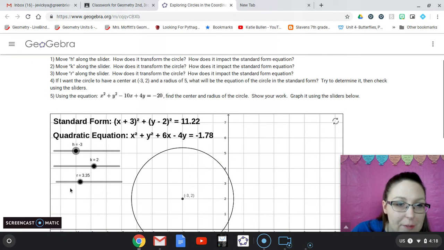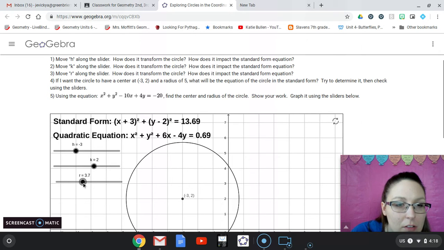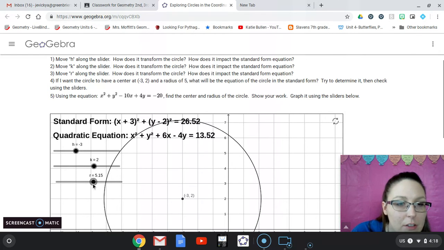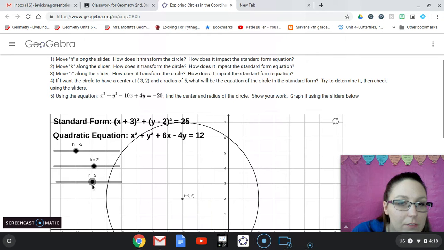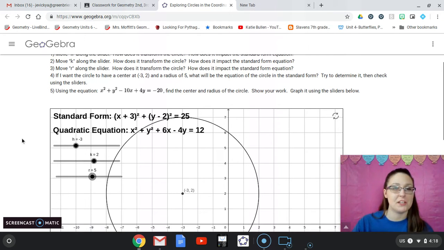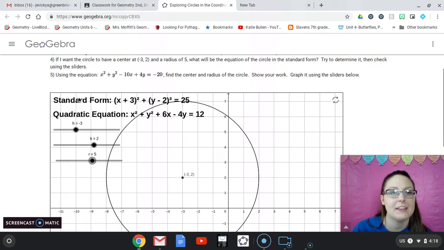There we go. Okay. And a radius of 5. So I'm going to take r, we'll slide that up to 5. All right. Here's my circle. And I can see the equation in the standard form, right? X plus 3, because this was a -3, and then y minus 2, because k was a +2. And then we got our 25 here, because the radius was 5.